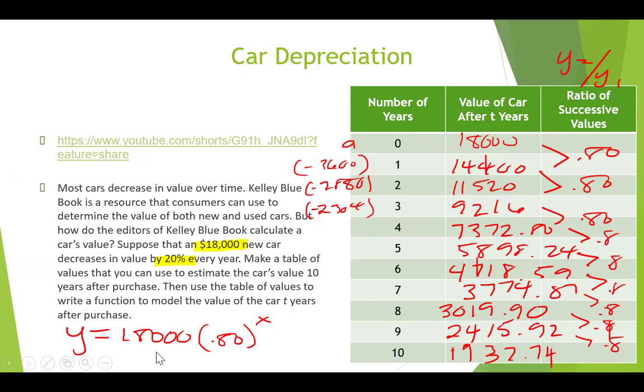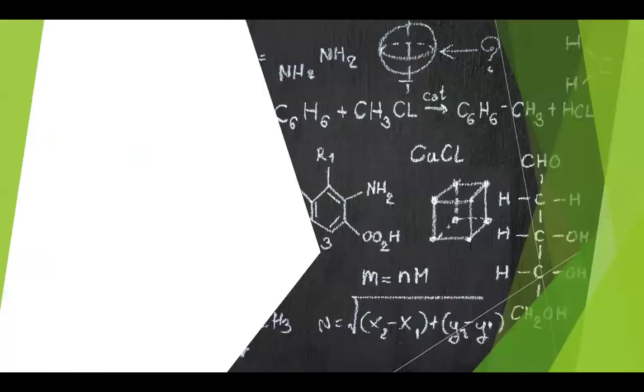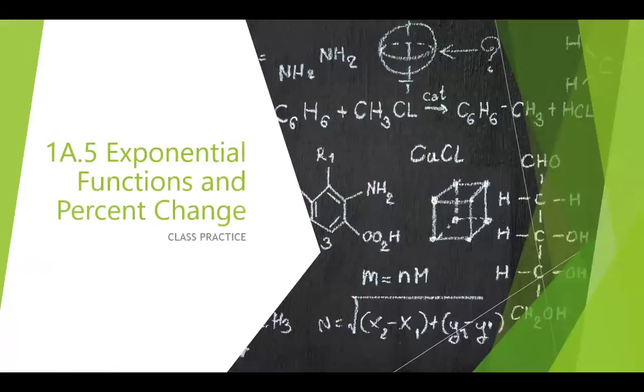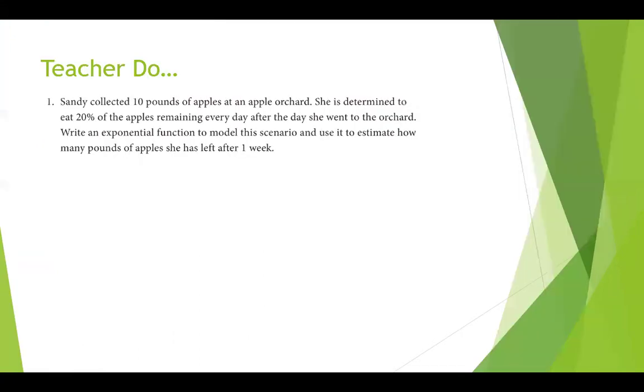So let's go on to our practice problems. So our percent of change class practice problems. All right. How this is going to work is that we're going to collectively try to identify initial values, write equations, and then answer the questions from there. Okay. A lot of this depends on your participation and you following along. So up first is the teacher do, which is the one that I'm going to model for you.